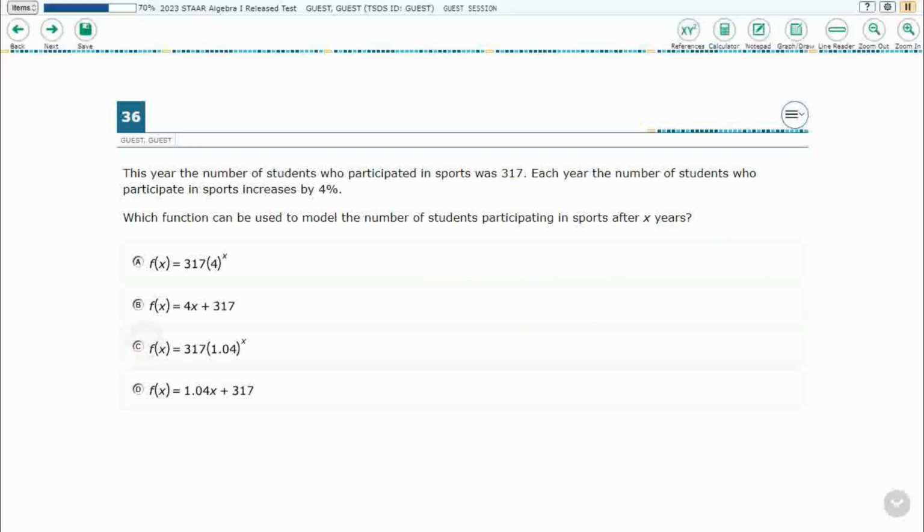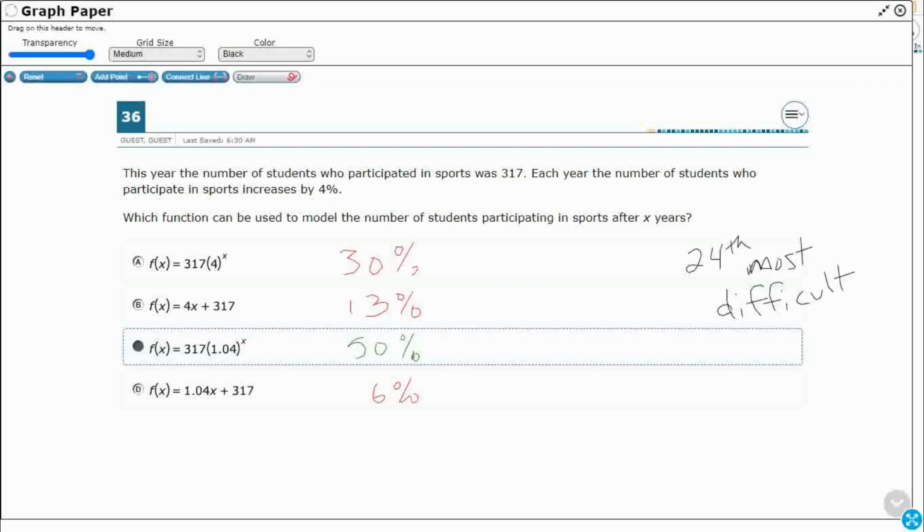Let's see how we did across the state of Texas. So this was the 24th most difficult, so right in the middle of the test in regards to difficulty. Only half the students could get it correct, and this does not surprise me. It's that 4% right there, not knowing that that 4% translates into 0.04, but then in order to maintain the principal, you have to add 1 to make it 1.04. Yeah, that takes a few extra steps, and just grabbing that 4 and putting that 4 right there would make sense if you didn't know how to interpret it correctly.